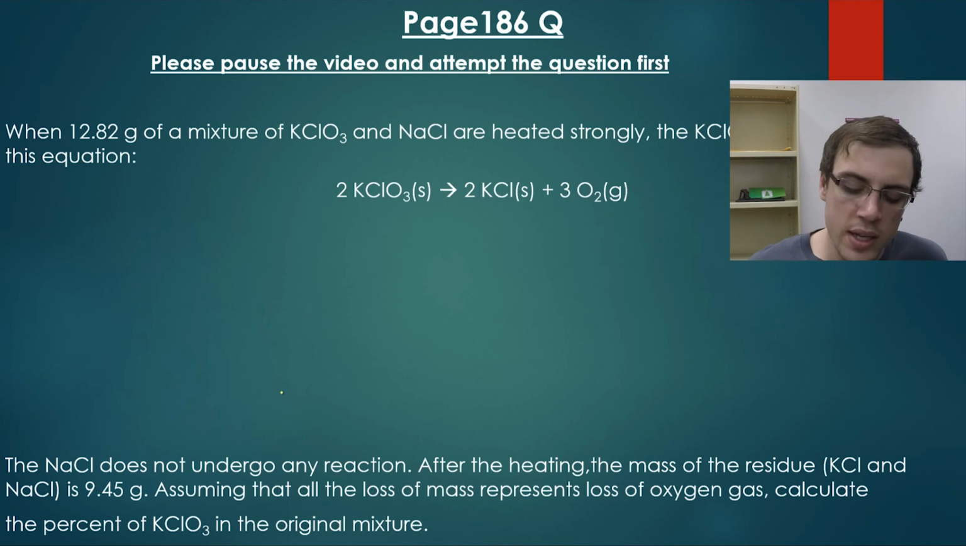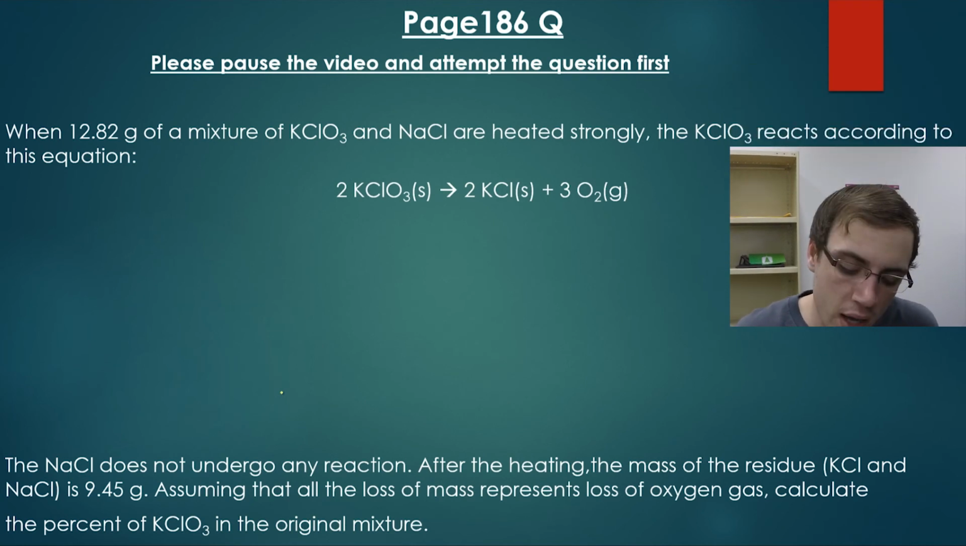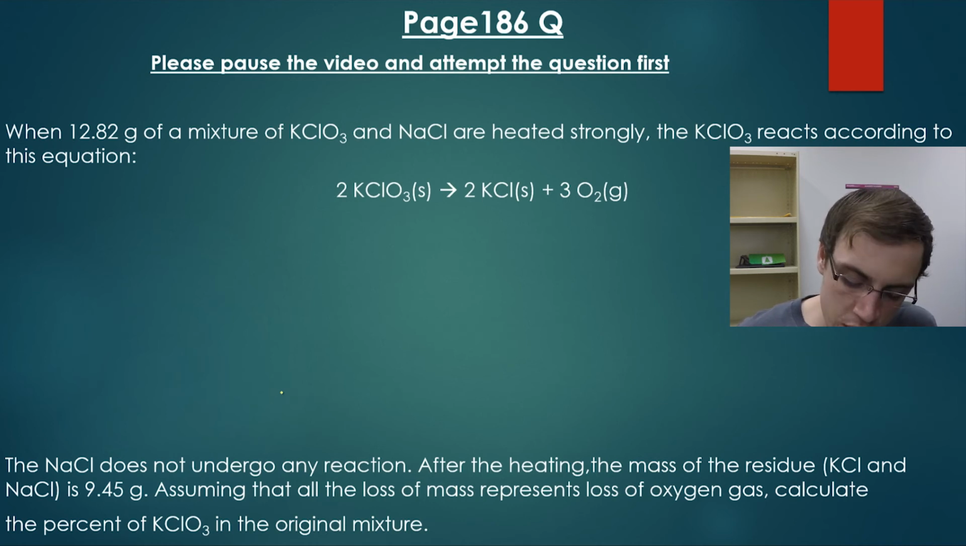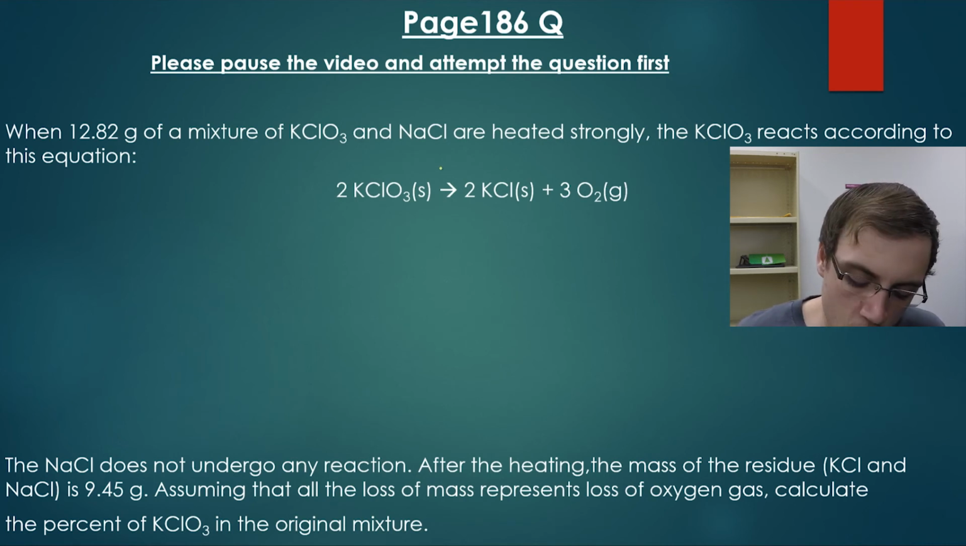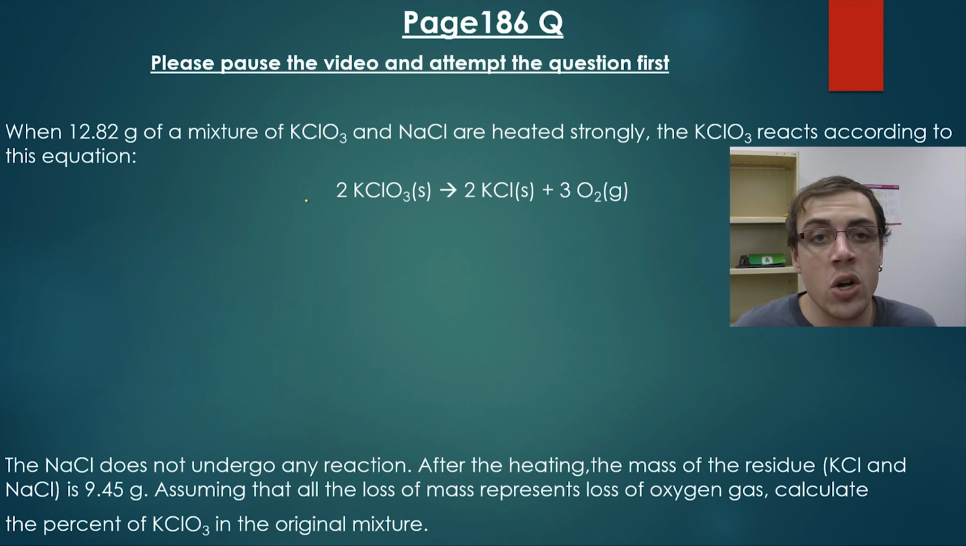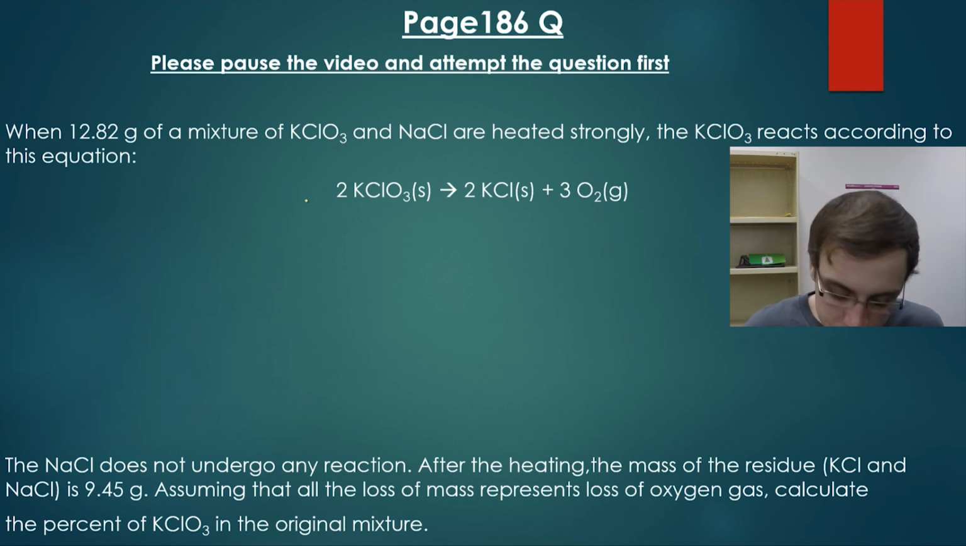Okay, so our next one is page 186, question 55. When 12.82 grams of a mixture of KClO3 and NaCl are heated strongly, the KClO3 reacts according to this equation here. Now, we've got a bit of information down here. So the sodium chloride does not undergo any reaction. So this is why it's not involved in our little chemical reaction up here, because it doesn't do anything. It doesn't contribute to the reaction at all.